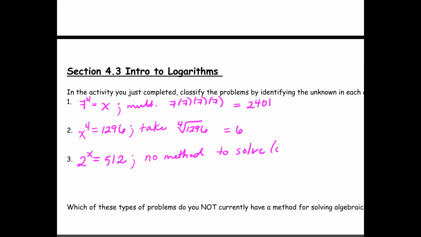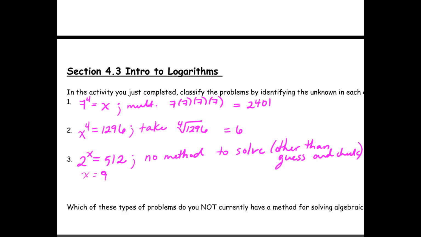You could say other than guess and check. Other than just keep guessing what would work. Now, if the exponent is a whole number value, it might be easy to guess and check. Like what was the answer here for number 3? What was x equal to? 9. So you could have kept going, like what's 2 to the 8th, 2 to the 9th?